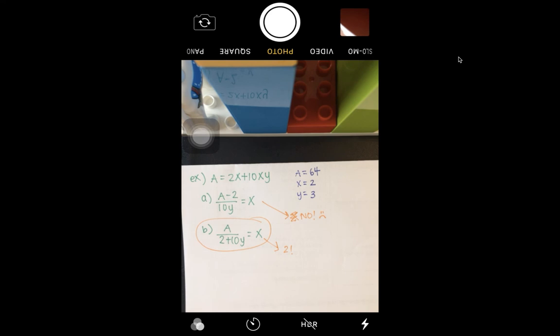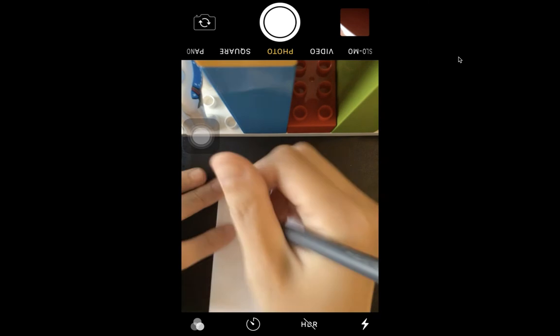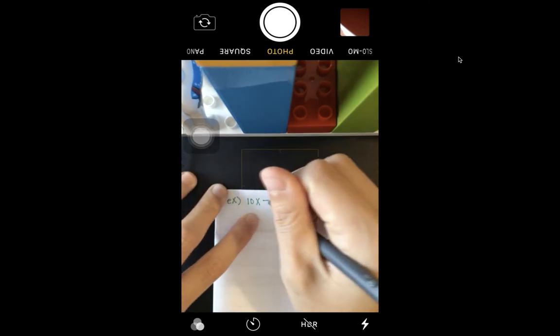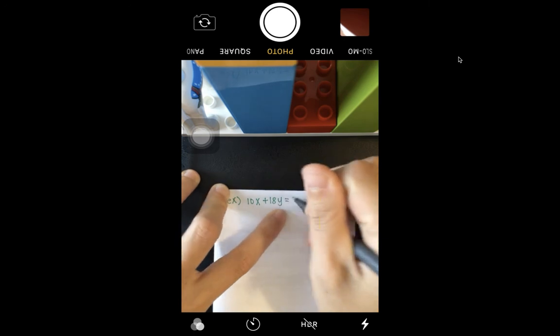Okay, let's do 2 more. And I promise these are not going to be as hard. And then we're done. Okay, so let's say I have this, and they're asking me to solve for x. 10x plus 18y equals 4y plus 2x.